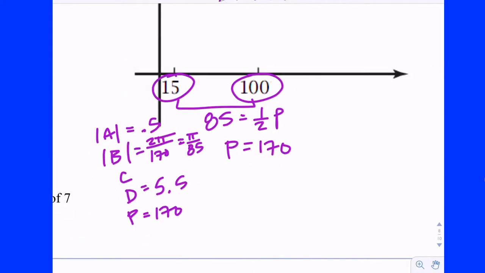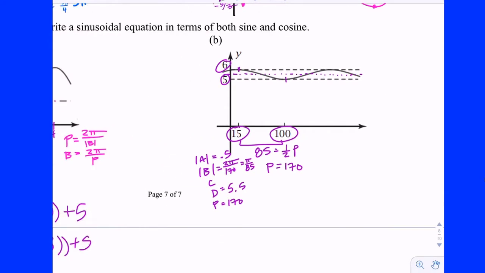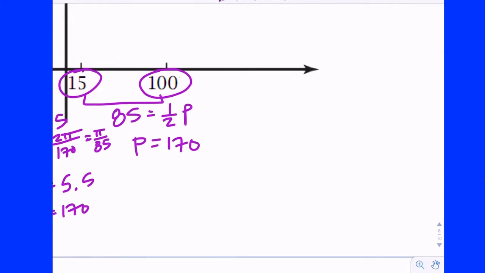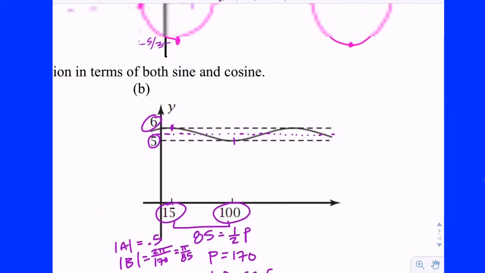So now we're ready to go. Remember, the C value comes from whether you want to call it sine or cosine. Let's do one more thing here. If the period is 170, then what's your quarter cycle counting interval? What's a fourth of 170? It's half of 85, which would be 42.5. So all your critical values are 42.5 away.